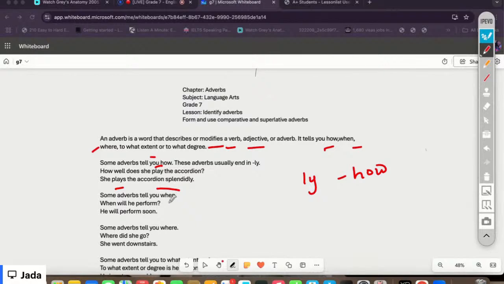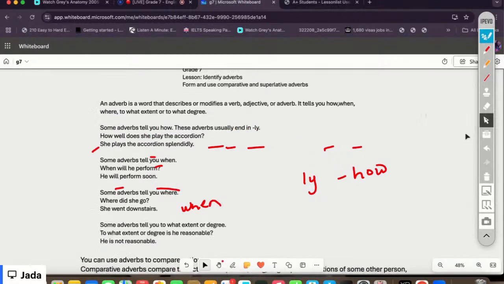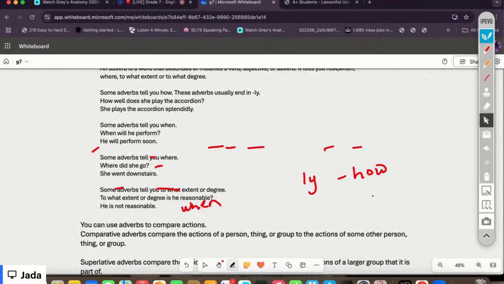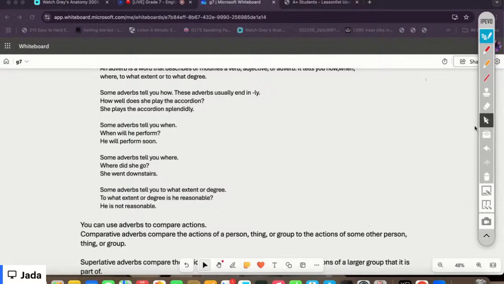And then some adverbs tell you when. When will he perform? He will perform soon. When is like what time, or how soon. And then some adverbs tell you where. So where did she go? She went downstairs. So where, like a place.